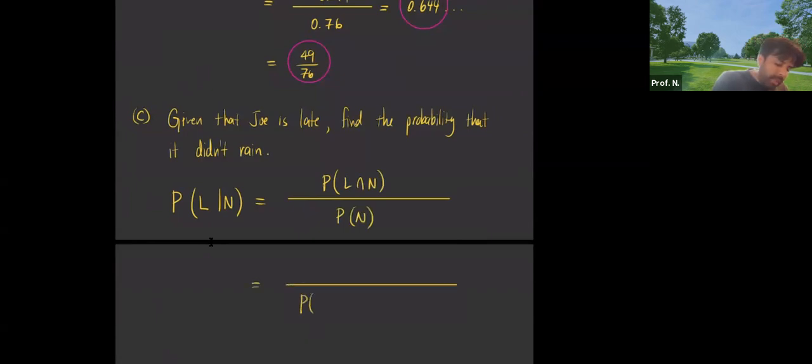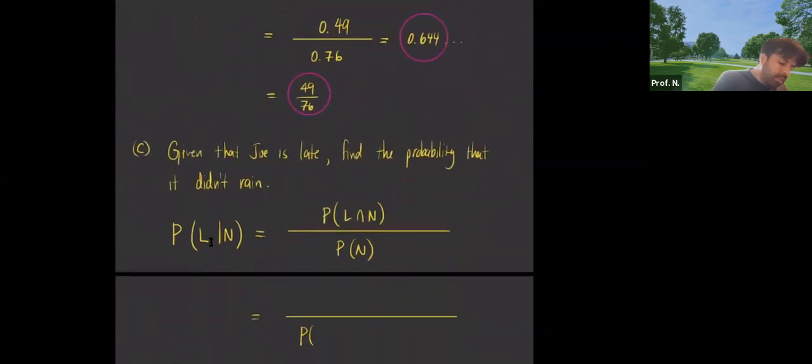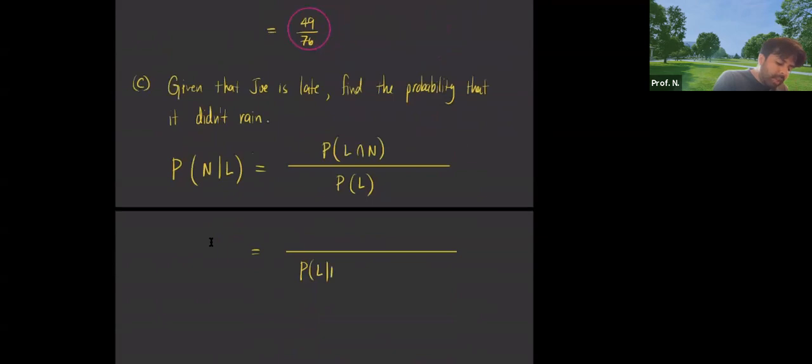So then what's the probability that... wait, given that Joe is late? What is the condition about? Given that Joe is late, oh, this should be the opposite way. Pardon me. This should be N given L, right? So this should be L. So L, he's late given that it doesn't rain, probability that it doesn't rain, plus the probability that he's late given that it's rainy, times the probability that it's rainy. And then up here would be the probability that L given N times the probability that it doesn't rain. This is Bayes' formula again.